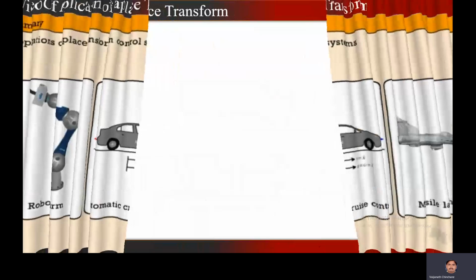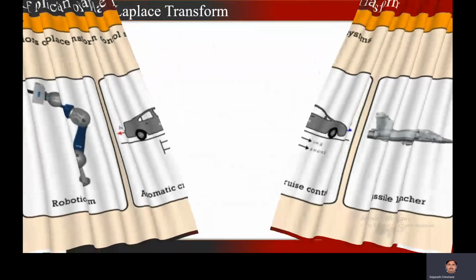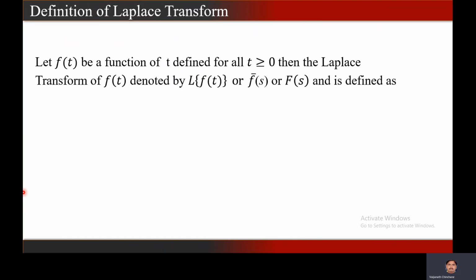Now we see this beautiful video in which we see the application of Laplace transform in robotics, in a missile launcher. Okay, and it will be useful to control the speed of a vehicle also. Okay, so now we see the first definition of Laplace transform.